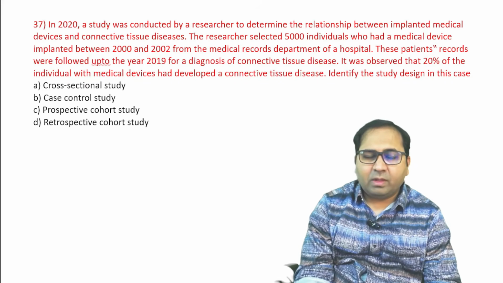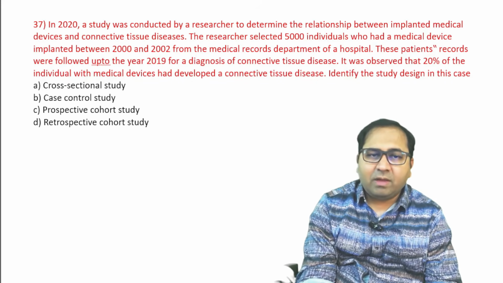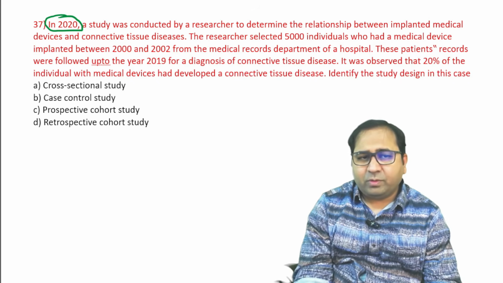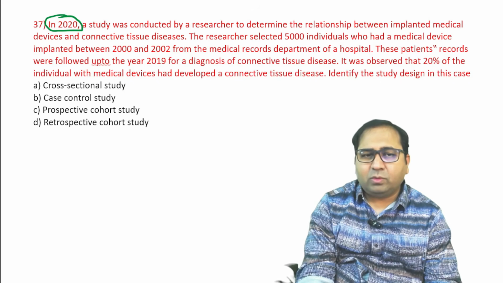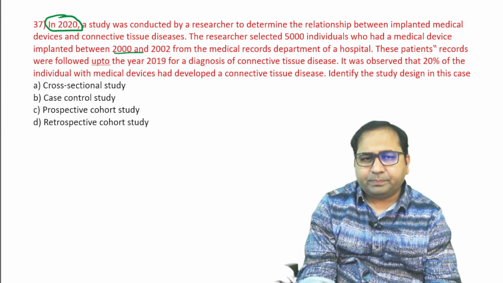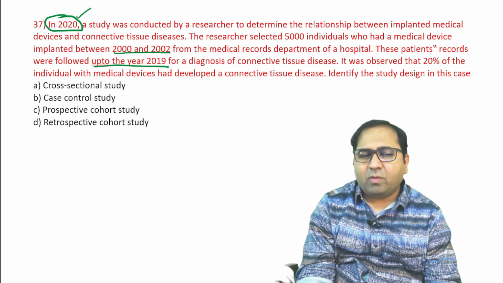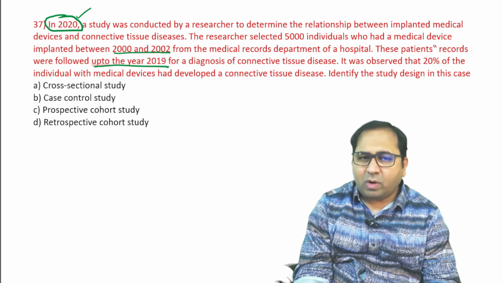It is very easy. Is it A cross-sectional study, B case control study, C prospective cohort study, or D retrospective cohort study? In which year did they conduct the study? They conducted the study in the year 2020. So from 2020 they went back to 2000 and 2002, and from 2002 they followed up to the year 2019, but the study was started in the year 2020. So what is this study? This is a retrospective cohort study.